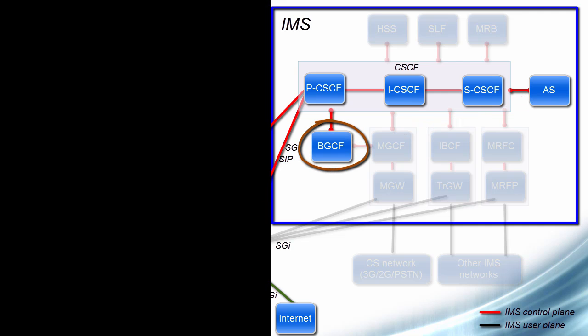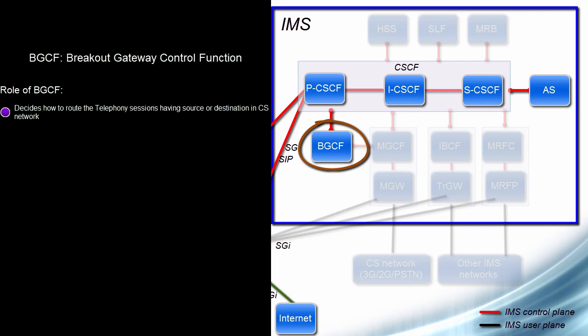BGCF. BGCF means Breakout Gateway Control Function. BGCF decides how to route telephony sessions initiated in the IMS network and destined for a circuit switch network. Here, CS network means PSTN, 3G, and 2G network.